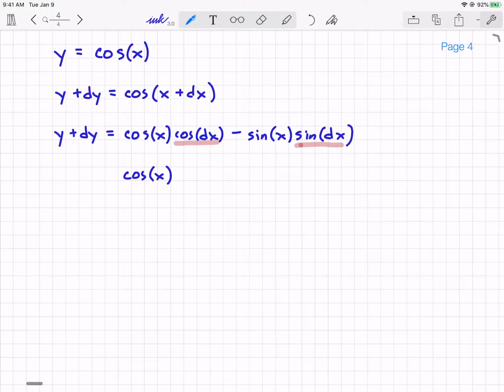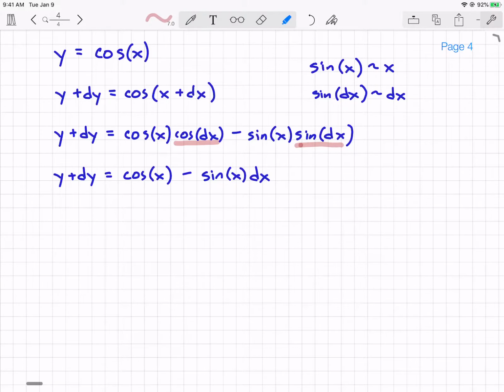Well, what you may or may not learn is that sine of x for very, very small x values can be approximated as x. So sine of dx can be approximated as simply dx for infinitesimally small values. So I have minus sine of x times dx, and then I've still got the y plus dy on the left.